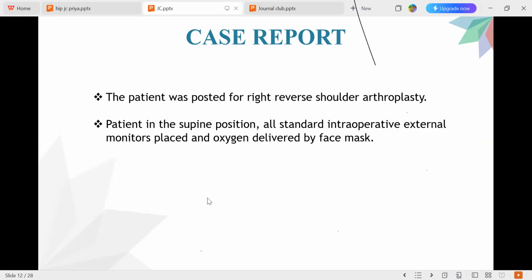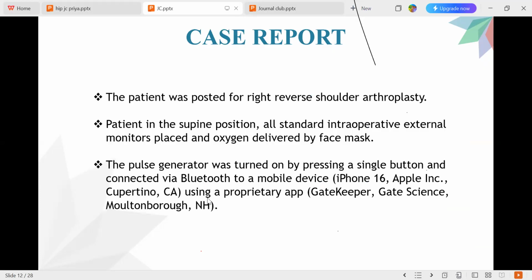With the patient in the supine position, all standard intraoperative monitors were placed, and oxygen was delivered by face mask. The pulse generator was turned on by pressing a single button, and it was connected via Bluetooth to a mobile device. In this case, an Apple iPhone 16 was used, and a proprietary app called the Gatekeeper, designed by Gate Science, was used to control the device.